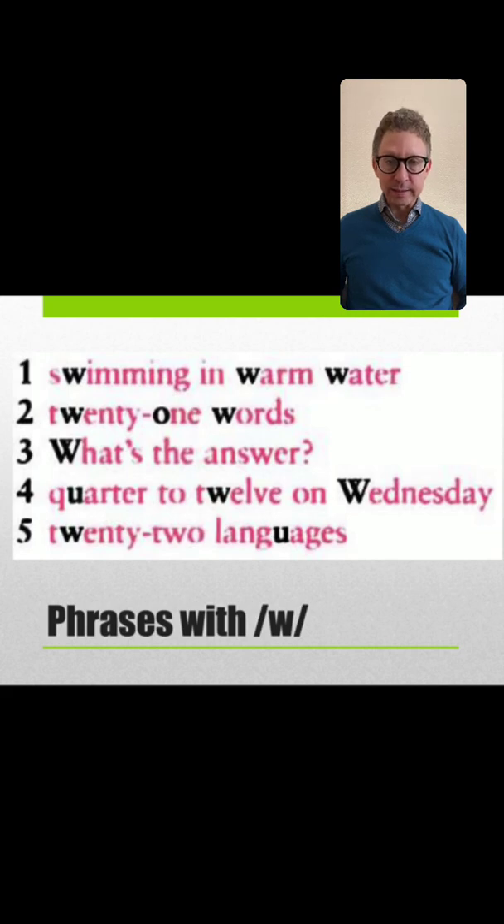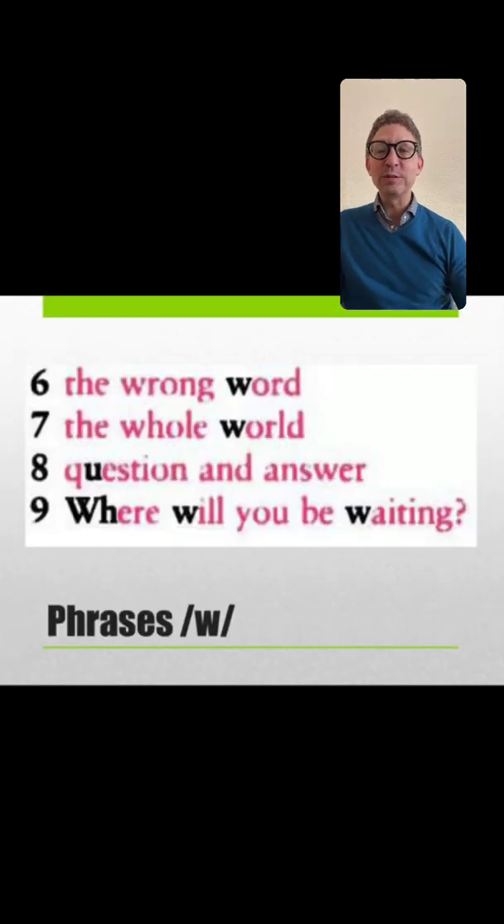Eleven forty-five on Wednesday. Eleven forty-five on Wednesday. Twenty-two languages. Twenty-two languages. Now, do you notice TWE is twenty. TWO is with no W sound. Two. Twenty-two. This is why English pronunciation is so very difficult. It's not very logical. Let's go to the final group of phrases.